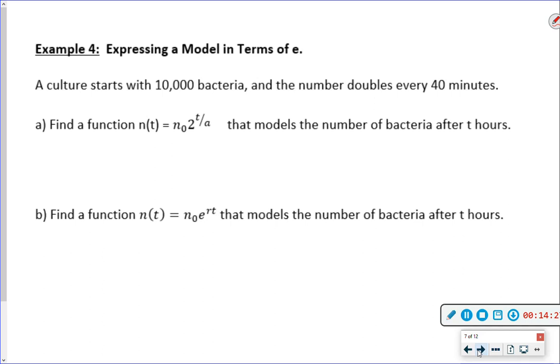All right, back to it. Culture starts with 10,000. So clearly that's my N sub 0, doubles every 40 minutes. Here we go. Find a function. I'm on it. So 10,000 is our starting amount.